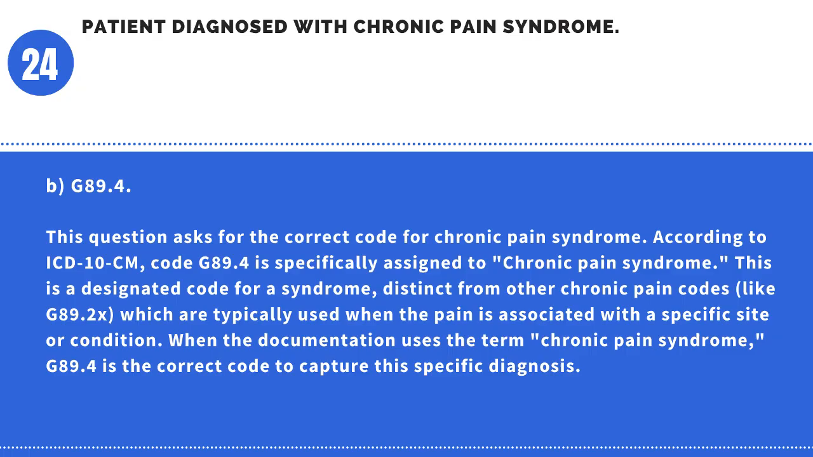According to ICD-10 CM, code G89.4 is specifically assigned to chronic pain syndrome. This is a designated code for a syndrome, distinct from other chronic pain codes, like G89.2X, which are typically used when the pain is associated with a specific site or condition. When the documentation uses the term chronic pain syndrome, G89.4 is the correct code to capture this specific diagnosis.